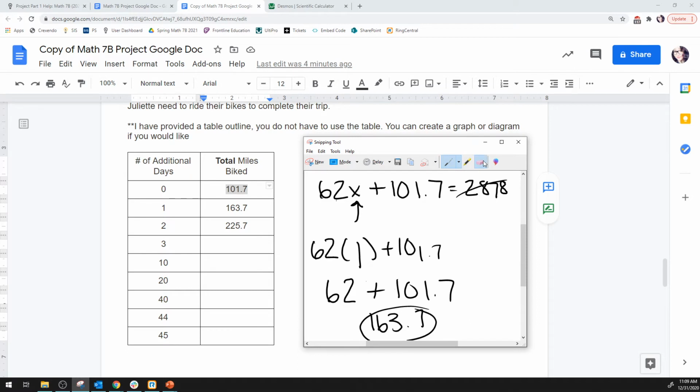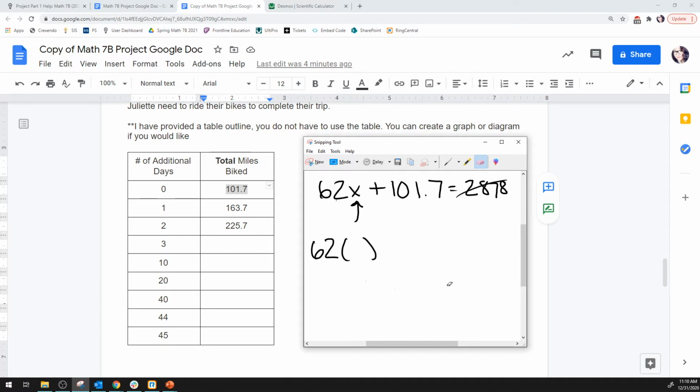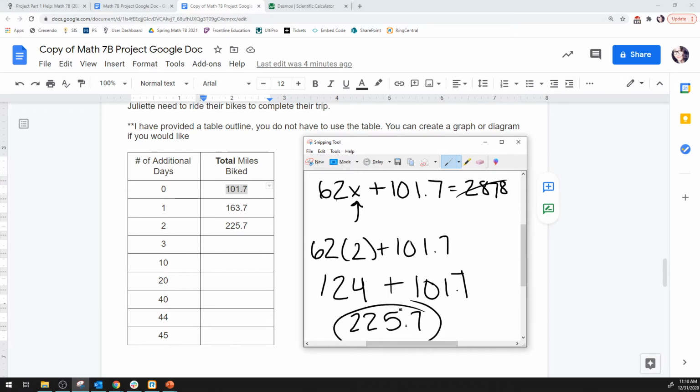Let's double check it one more time with the 2. The 2 is the next number in our table. So I'm going to take 62 and multiply it by 2. 62 times 2 is going to be 124, and I'm adding this to 101.7. When I add these two together, I get 225.7. So that is how I get this number here.